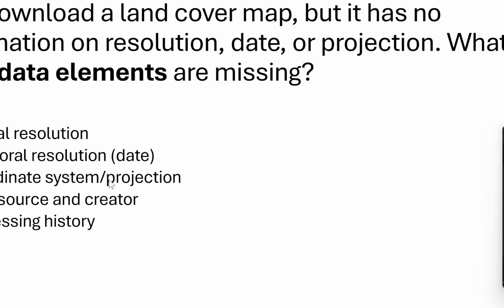Then you will have problems while analyzing the data. That is why this information is needed, along with the data source, where the data was generated and created, and the processing history, like what kind of correction has been done on this data. So processing history is important.